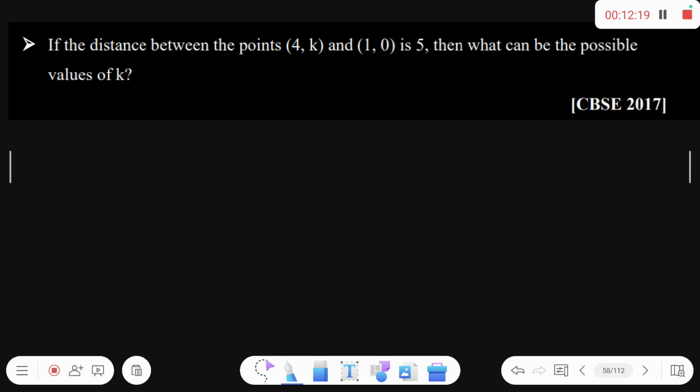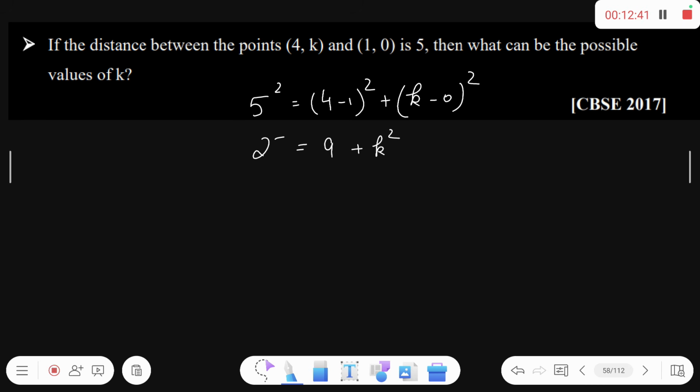Next, if the distance between the points this and this is 5, then what can be the value of k? Again from the distance formula, 5 square is equal to 4 minus 1 whole square plus k minus 0 whole square. This is 3 whole square is 9 plus k square, and this is 25. 25 minus 9 is 16. So k is plus minus 4.